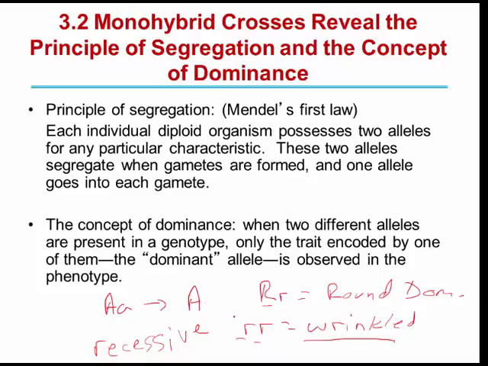Pretty simple, but it comes in handy because that's the definition. If you know that something's recessive and you see the phenotype, then you know the genotype. If you know something is dominant and you see the phenotype, you don't necessarily know what the genotype is yet, because it could be one of these 2 things.